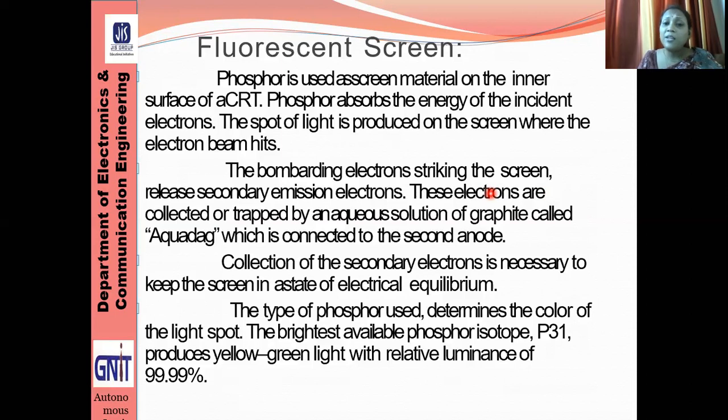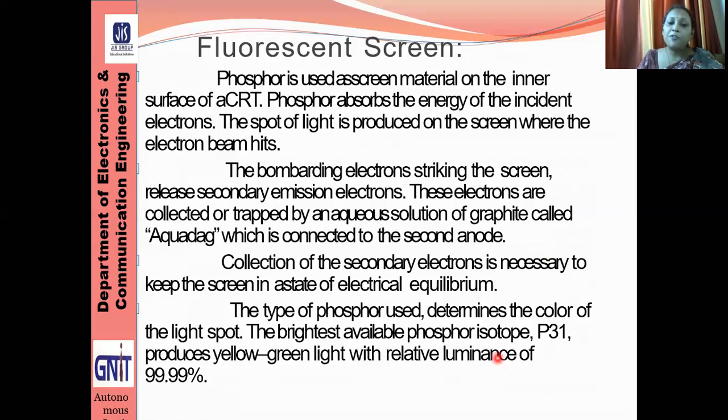The spot of light is produced on the screen where the electron beam hits. The bombarding electrons striking the screen release secondary emission electrons. And mind it, these electrons are collected or trapped by an aqueous solution of graphite called Aquadag. This is a coating, okay? Aquadag is a coating which is connected to the second electrode. Collection of these secondary electrons is necessary to keep the screen in a state of electrical equilibrium. Otherwise, the screen will get damaged.